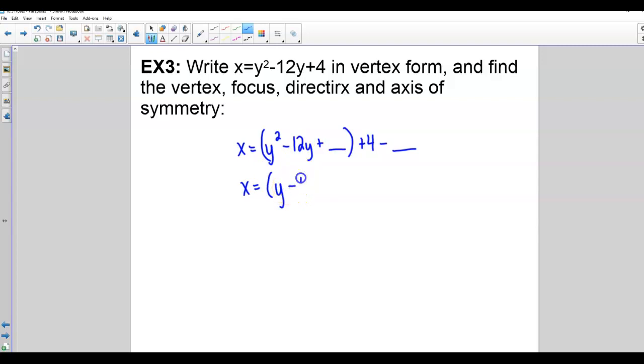12 divided by 2 is going to get us 6. 6 squared gives us 36, so that's what we're going to put in the blank right here. And so if I add 36 here, I must subtract 36 on the outside. I do not have a number in front of my parentheses here, so I don't have anything to multiply that by. So positive 4 and negative 36 is going to give me a negative 32. And so this is the equation of my parabola. Notice this parabola is an x equals. I don't have a number here. I could put a 1 there if I want, but it's positive. So this is going to open to the right.